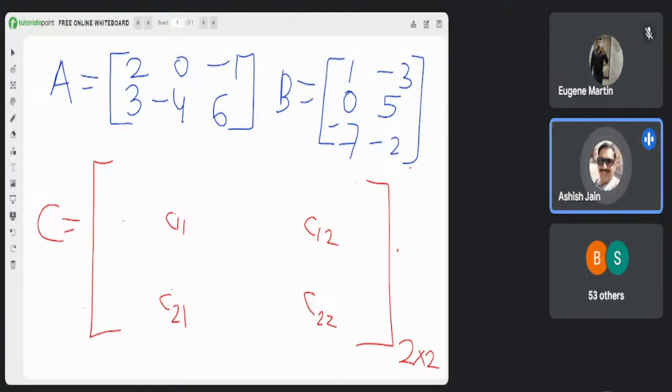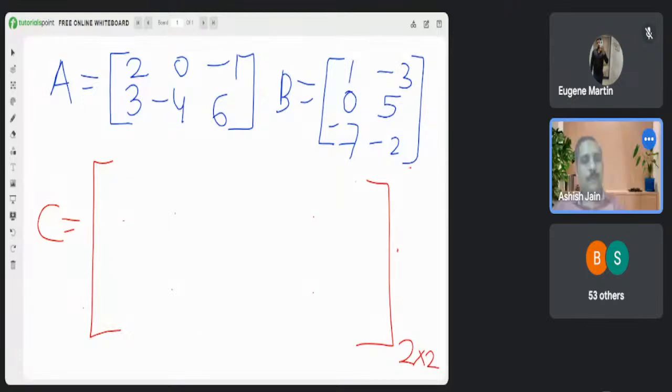ठीक है, अब मैं इसको अभी के लिए मिटा रहा हूं. So we have seen that this is the element at first row first column. ठीक है, now the element at first row first column in matrix C, how it is obtained वो ध्यान से देखिए. How I obtain this. हमें C11 निकालना है, first row first column. So हम इसको कैसे निकालेंगे?